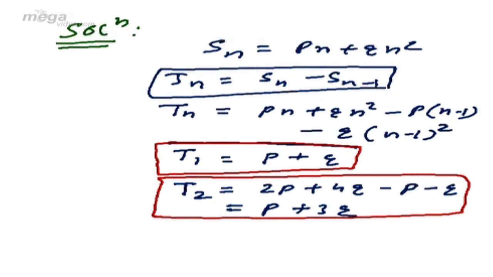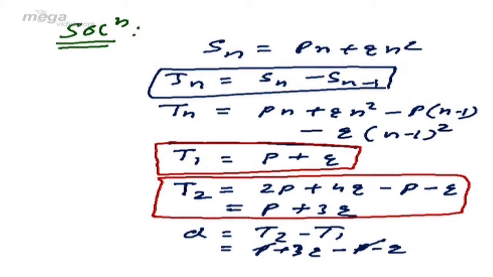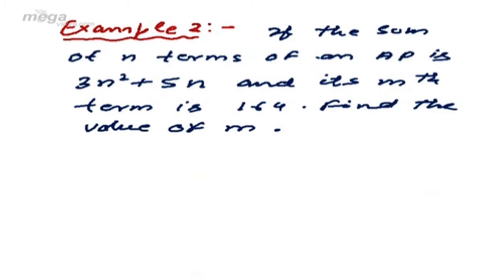If you want to find the common difference, you already know the common difference is equal to T2 minus T1. T2 is P plus 3Q, minus T1, that is P plus Q. Because of the minus, it is minus P minus Q, P and P get cancelled, and we get 2Q. This is the common difference of the AP. This is the use of property number 2. If you want to see more examples, just watch here. That is example number 2.